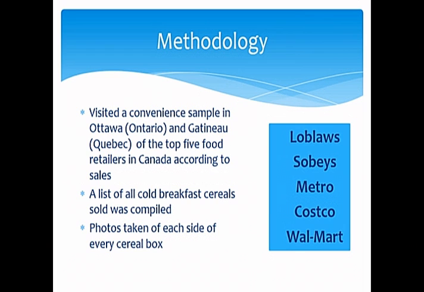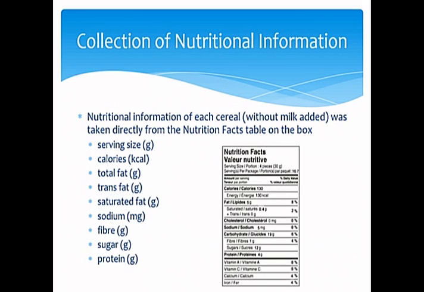So what we did in terms of methodology is we visited a convenience sample in Ottawa and in Gatineau on the Quebec side of the top five food retailers in Canada. So we went to Loblaws, Sobeys, Metro, Costco, and Walmart. We made a list of all the cold breakfast cereals that were sold. We took photos of all six sides of the box.